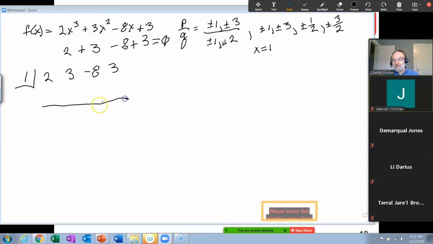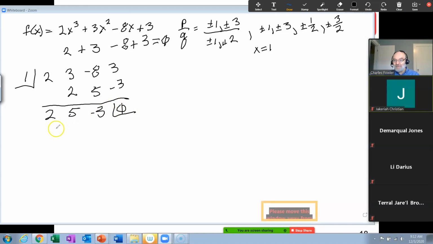Skip a line, draw a line, bring down the 2. Multiply. 1 times 2 is 2. Add. 2 and 3 are 5. Multiply. 1 times 5 is 5. Add. Negative 8 plus 5 is negative 3. Multiply. 1 times negative 3 is negative 3, just like we expect. Negative 3 plus 3 is 0. Ding, ding. We know we got that one.